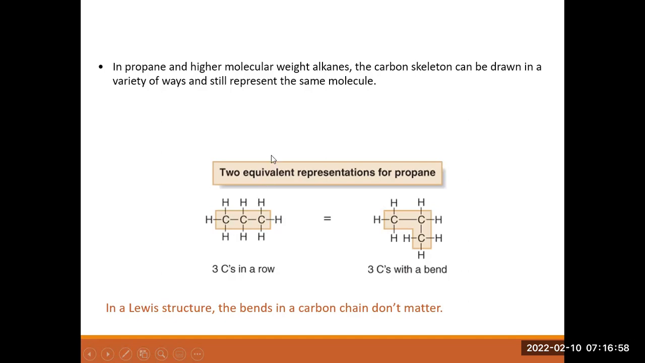For example, for propane, which is C3H8, there are 3 carbon atoms. They can be drawn this way, straightforward, or if a bend is required, for example, when you're drawing the figure, that's okay. It says again, the bends in a carbon chain do not really matter.